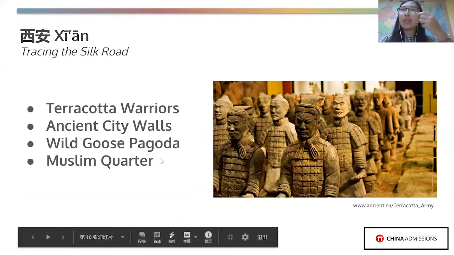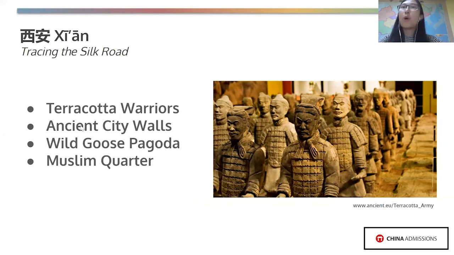All of the four places are very famous. So, first one, Bing Ma Yong, Bing soldier, Ma horse, Yong warriors. So terracotta warriors, and ancient city wall, 古城墙. This city wall is just around the old city of Xi'an. It's very different from the Great Wall, but it's older.